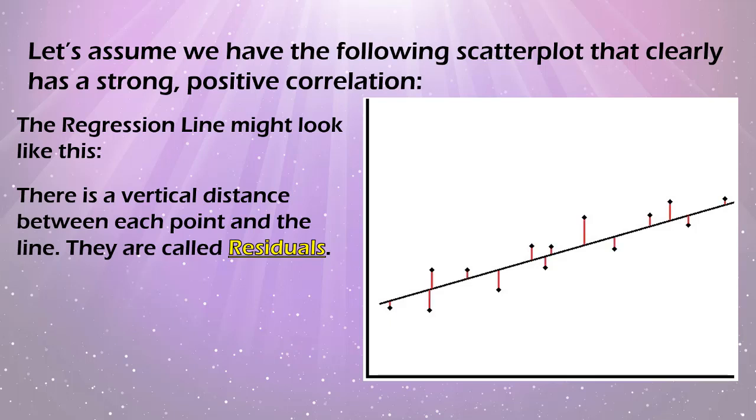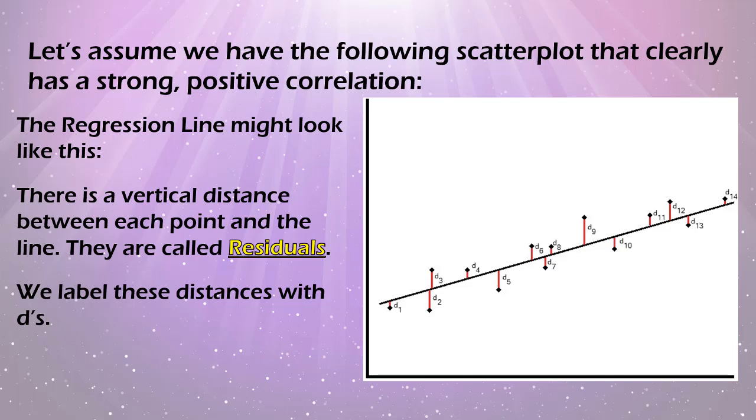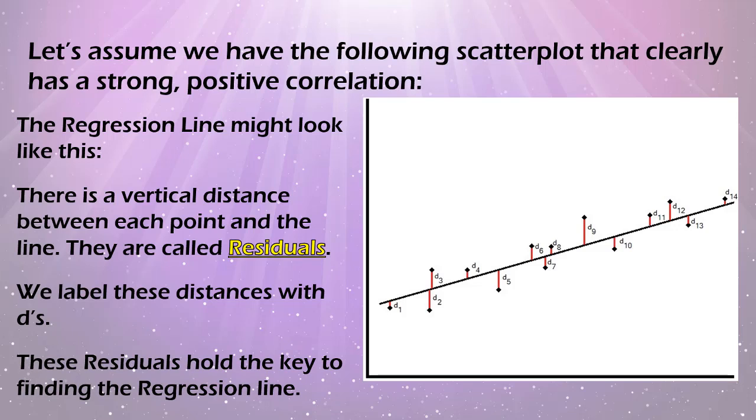Now let's give them names. Each one of those distances is going to be called some kind of a d. Now we don't want to just call them all d because the distances aren't all the same. So we'll number them as well. So we'll have d1 and d2 and d3, d4, d5, d6, d7, d8, d9, d10, d11, d12, d13, and d14. So we have 14 different distances on this particular graph. And those residuals are what hold the key to finding the regression line.